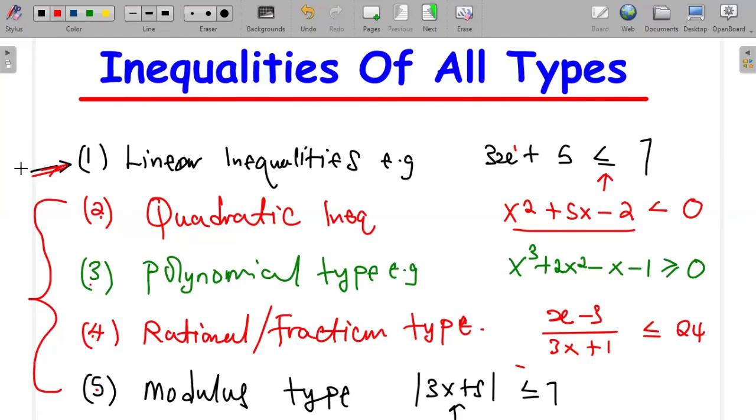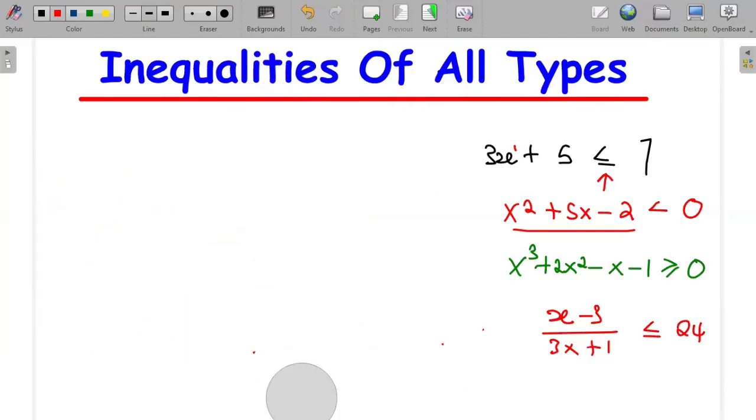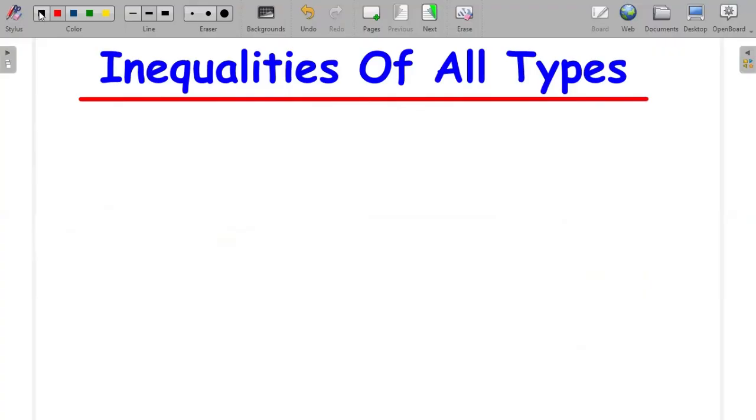So the linear type is what you're doing in grade 7, or grade 9. All right, so I'll start with the linear type, go to the quadratic, and then move like that. Let's start with the linear type, which is the easiest. If you have any question, please ask.